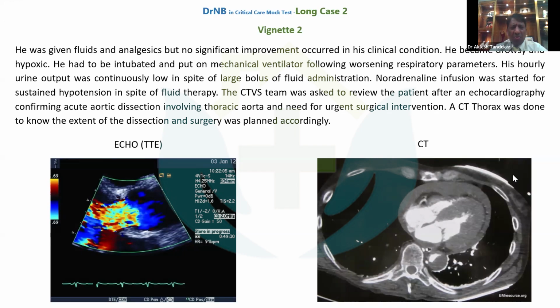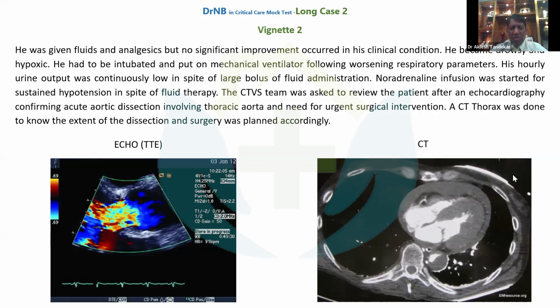His hourly urine output was also continuously low in spite of large fluid boluses. A noradrenaline infusion was started, but in spite of that, there was sustained hypotension. And the CVTS team was asked to review the patient after an echocardiography. Echocardiography showed acute aortic dissection involving the thoracic aorta and the need for urgent surgical intervention.